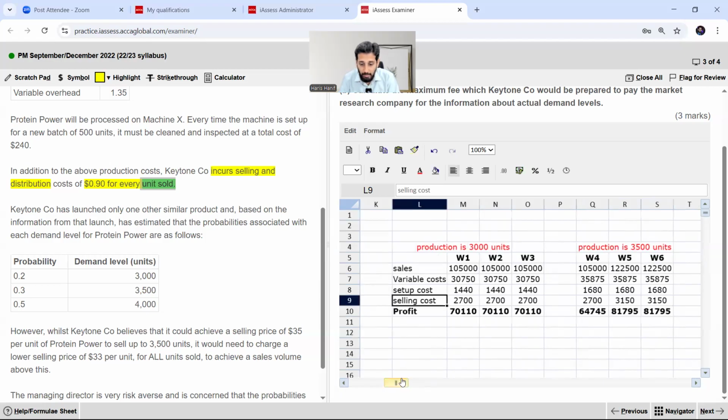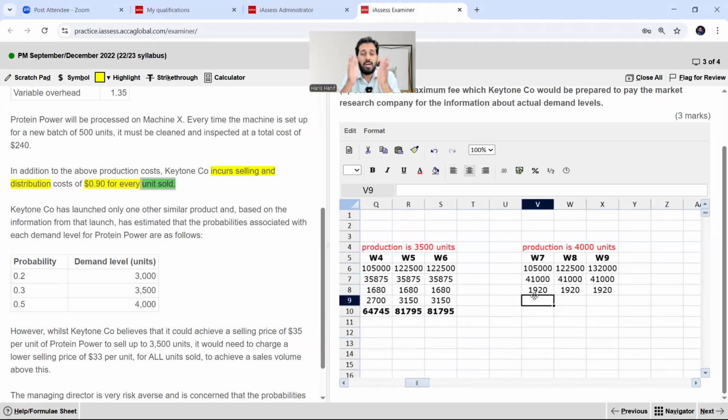Okay, now the next one is the selling cost. Please see and note that selling cost is based on number of units sold. So here I have sold 3,000 units multiplied by 0.9. Here 3,500 multiplied by 0.9. Here 4,000 multiplied by 0.9. That's it. And please note that in order to sell 4,000 units, you have to reduce your selling price to $33. Now simply calculate the profit figure.